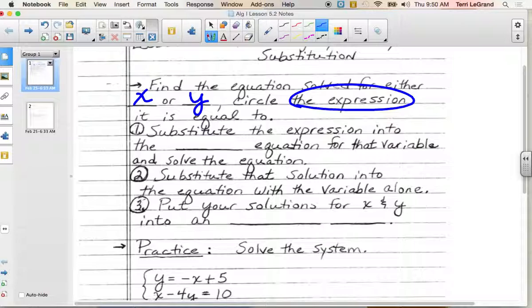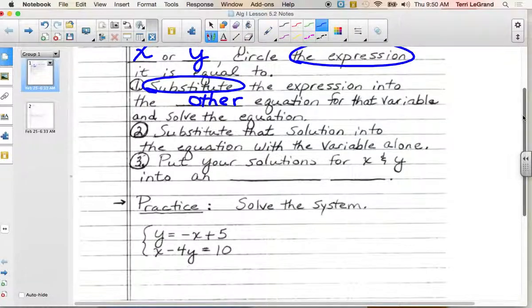Okay, and the reason I have you circle it is because then you're going to see this is what you're actually going to do. You're going to substitute what is circled, that expression, into the other equation. Whatever you're taking from one equation has to be substituted into the other equation for that variable, and then you're going to solve the equation.